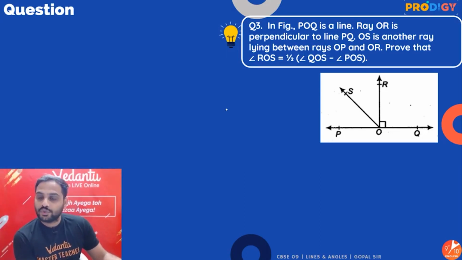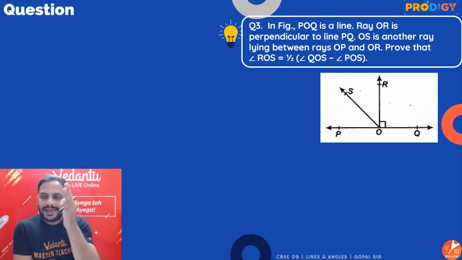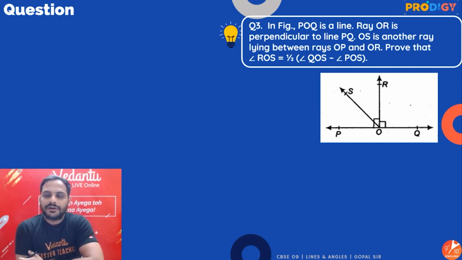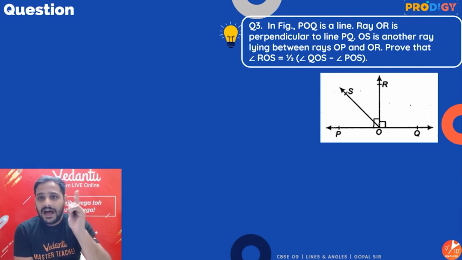Okay, next question. In figure, POQ is a line, all right. Ray OR is perpendicular to PQ. You can clearly see OR is perpendicular to PQ, 90 degrees shown over here. So angle QOR as well as angle POR both will be equal to 90 degree. No need to say anything in that. All of us know that both will be equal to 90 degree. OS is another ray lying between OP and OR. Yes, we can see it is between OP and OR, another ray OS. Prove that angle ROS is equal to half of angle QOS minus angle POS.